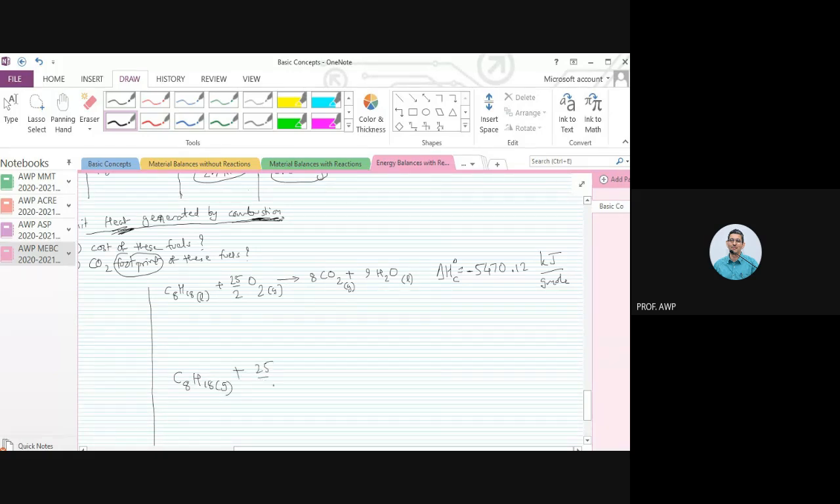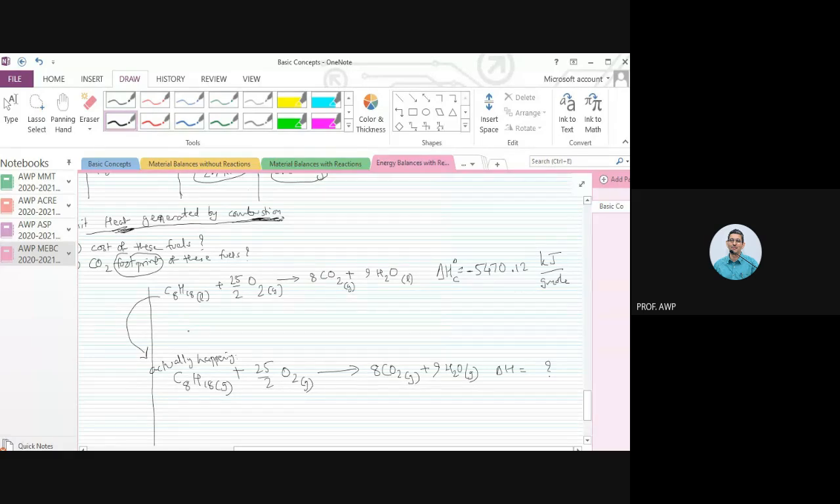When we are actually going to burn it in the engine, I will get C8H18 plus 25 by 2 oxygen in the gas state. It will give me 8 CO2 in the gas and 9 H2O in the gas state. That's what is actually going to happen in the engine. This delta H is what we want. How will I go from this to this?